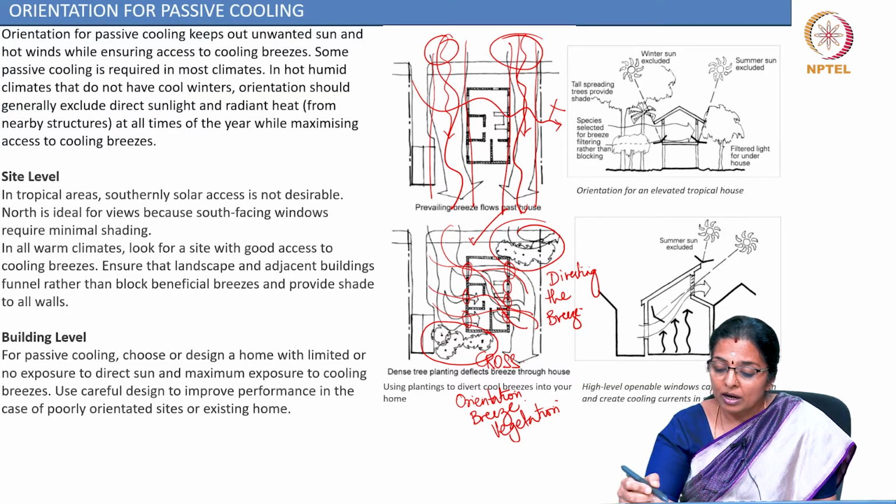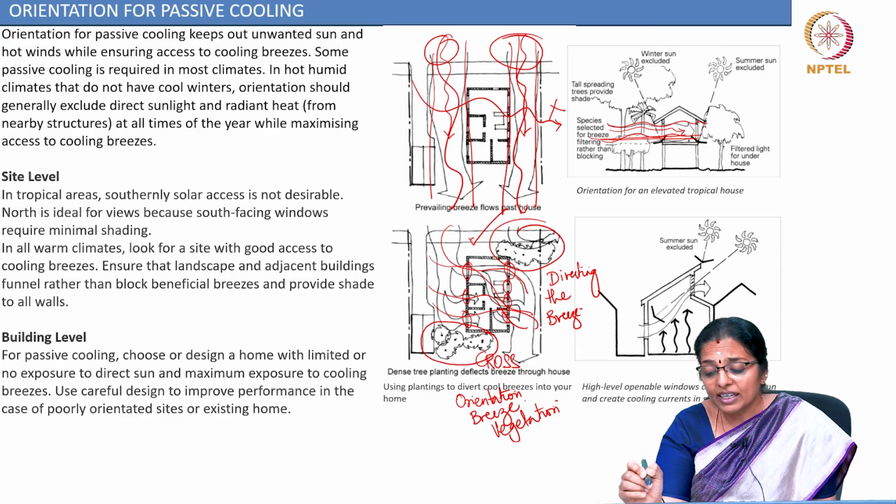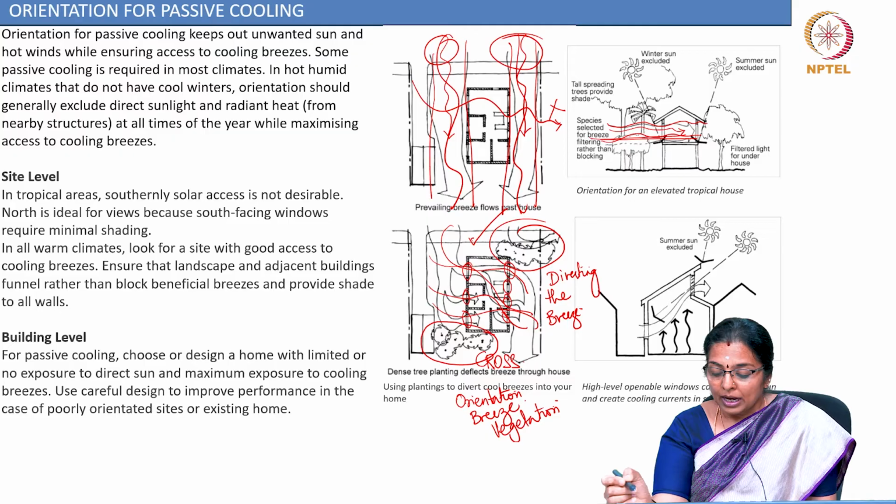Ensure that landscape and adjacent buildings funnel rather than block beneficial breezes and provide shade to all the walls. For example, in this building, by virtue of having trees at this height, the breeze is getting directed to the habitable spaces.